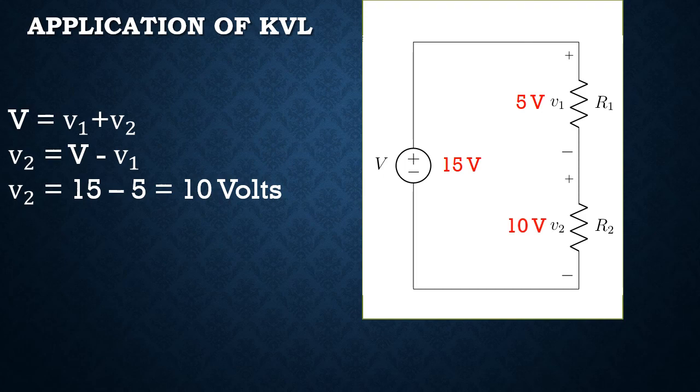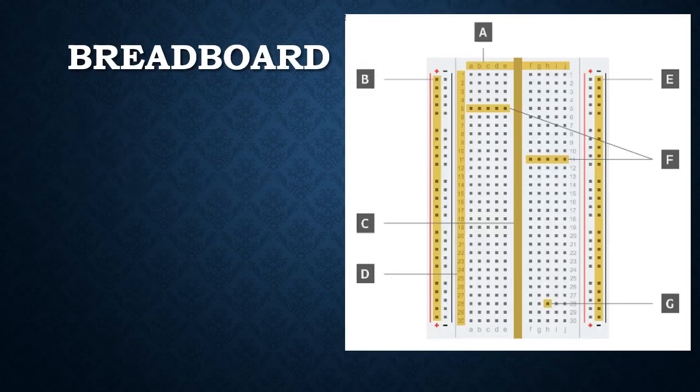So in order to build circuits, we're going to have to look at the breadboard. This is one of the components that we have in the microcontroller kit. The breadboard is a device used for prototyping electronic circuits that allows for easy connection of electronic components.